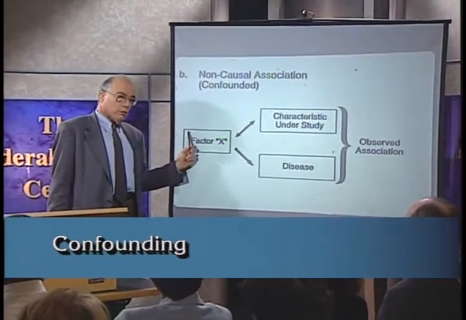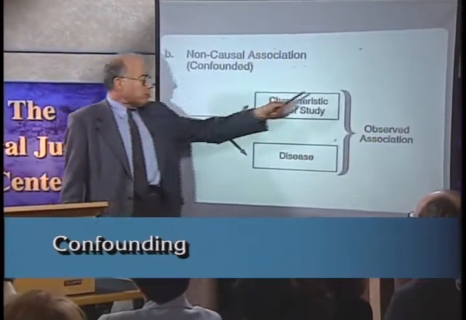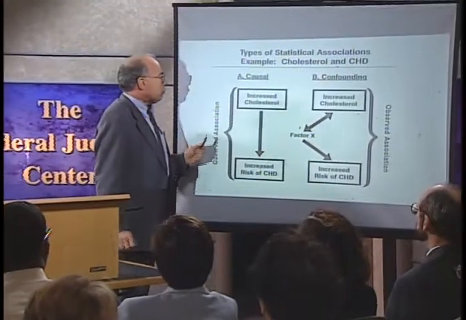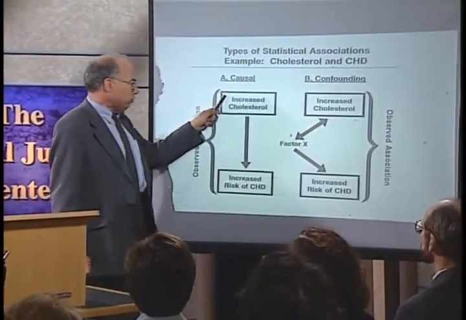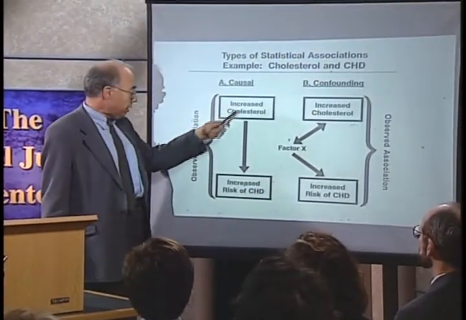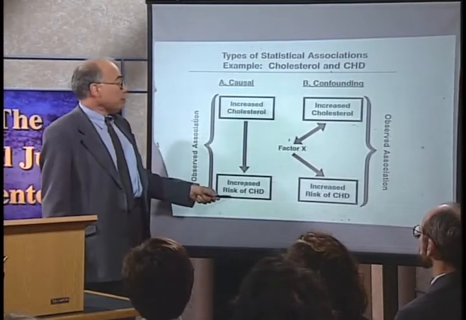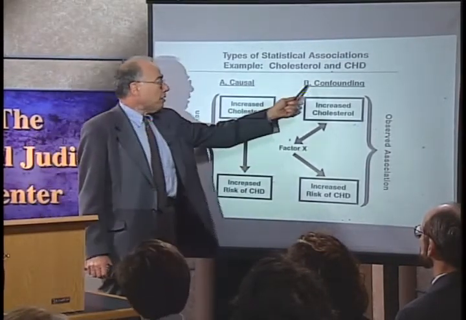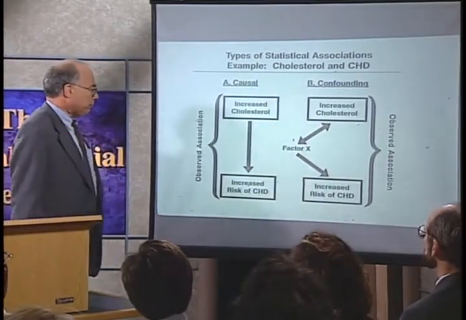Both are linked to a third factor, and that results in an observed association that is not causal. For example, this slide shows two possible interpretations of the well-known association of increased cholesterol and increased risk of coronary heart disease. On the left is a causal relationship, on the right is a confounded relationship.